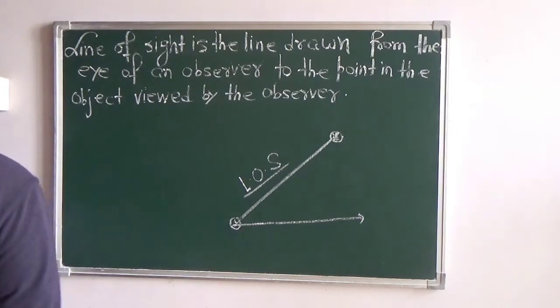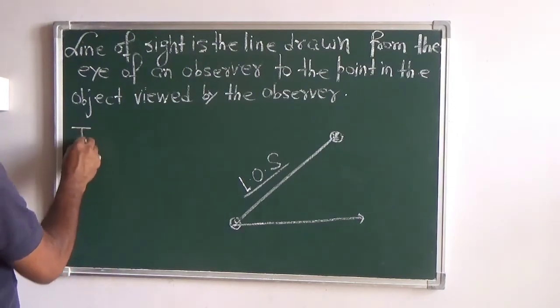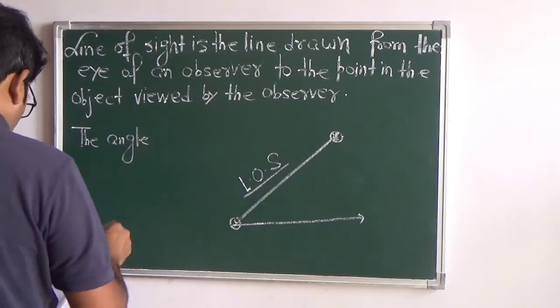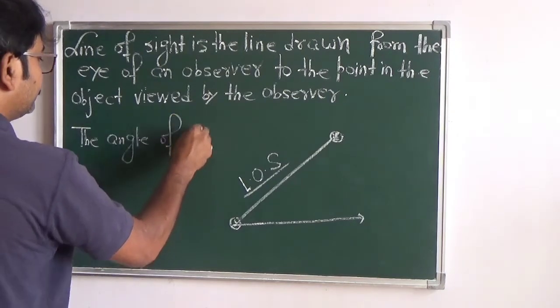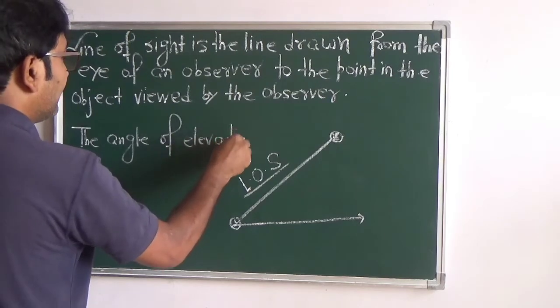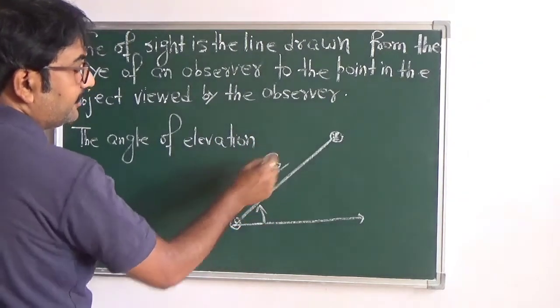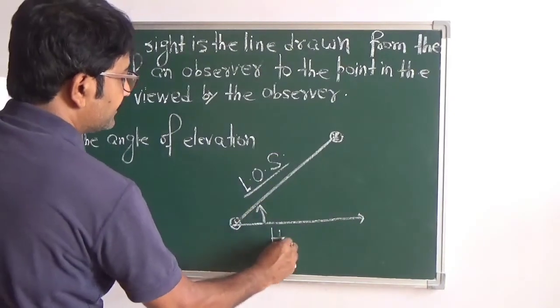Now we will define what is the angle of elevation. The angle of elevation is this angle, the angle made by the line of sight with the horizontal.